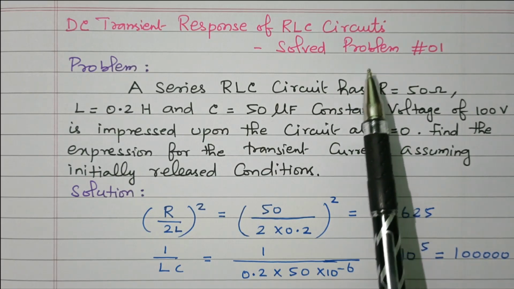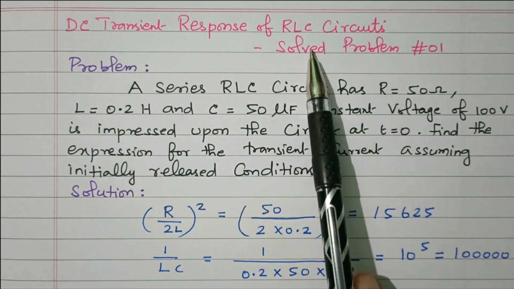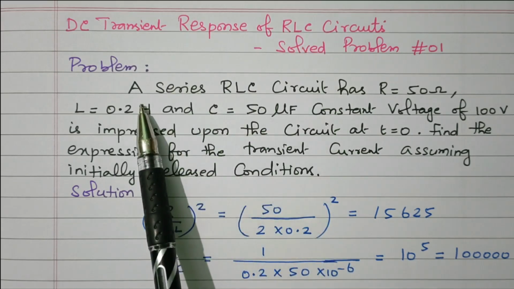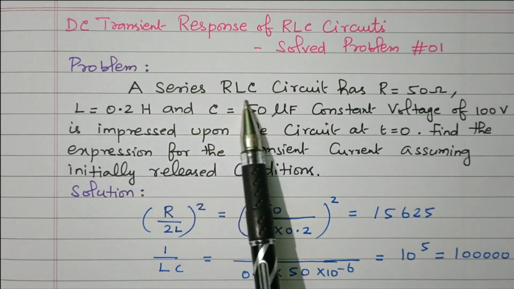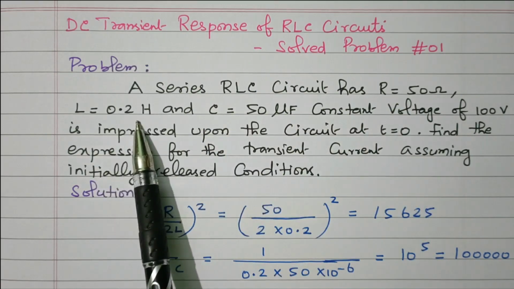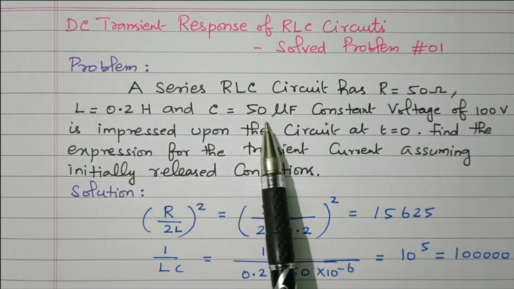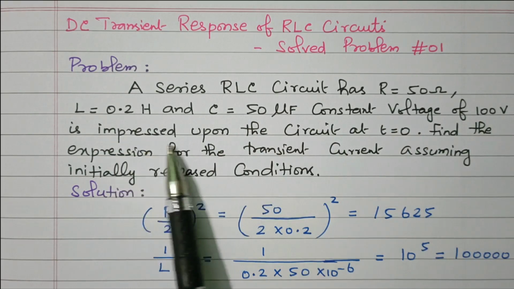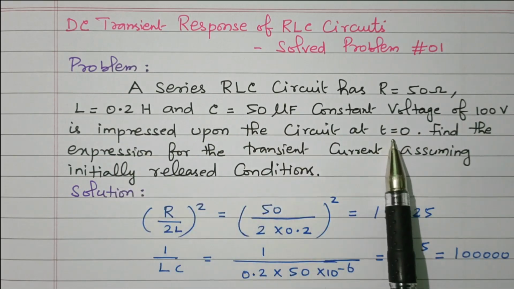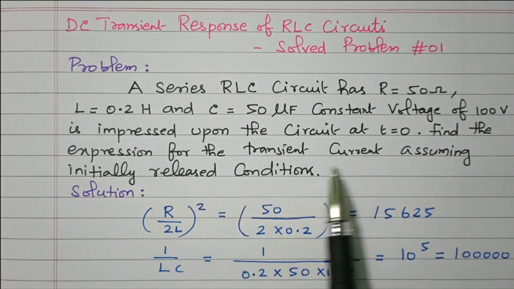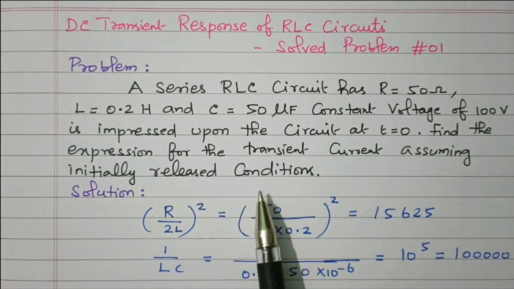Now we will go to the topic RLC, the solved problem based on the RLC DC transient. The problem statement is a series RLC circuit has R equal to 50 ohm, L equal to 0.2 Henry and C equal to 50 microfarad. Constant voltage of 100 is impressed upon the circuit at t equal to 0. Find the expression for transient current assuming initially released condition.